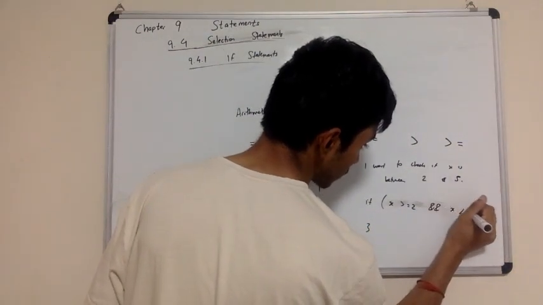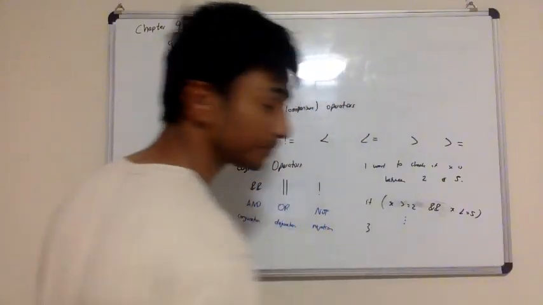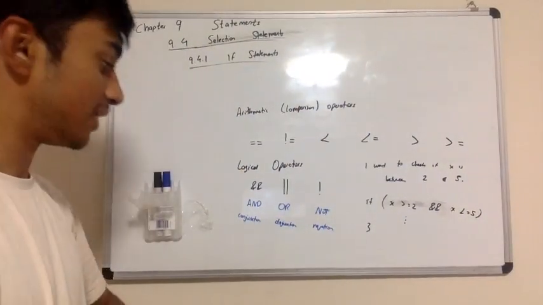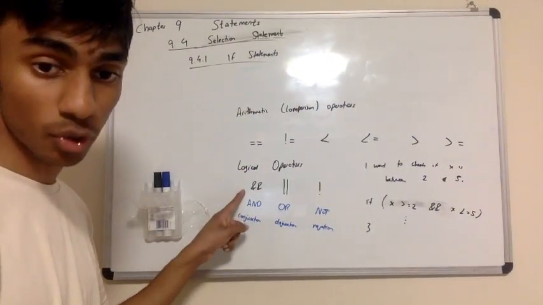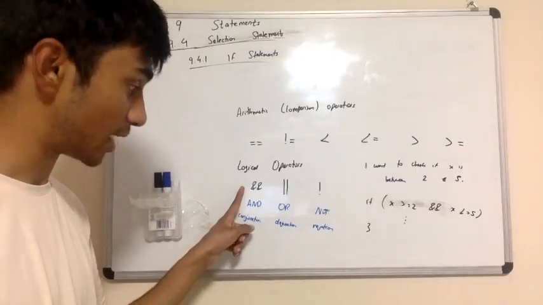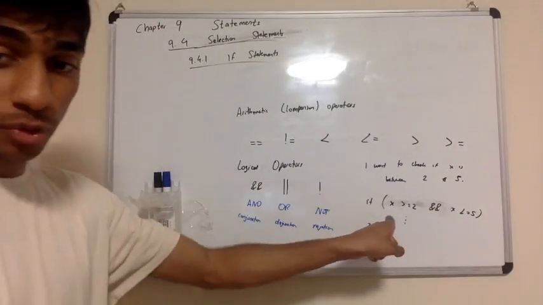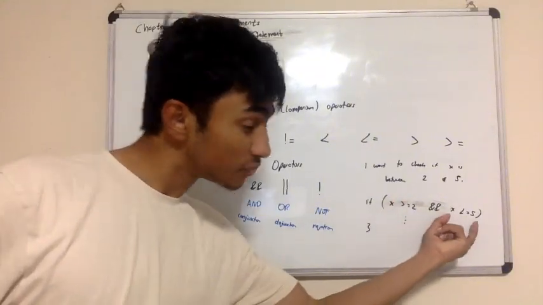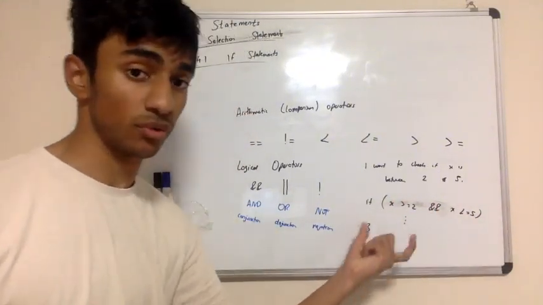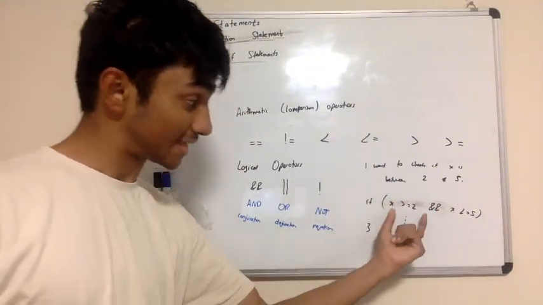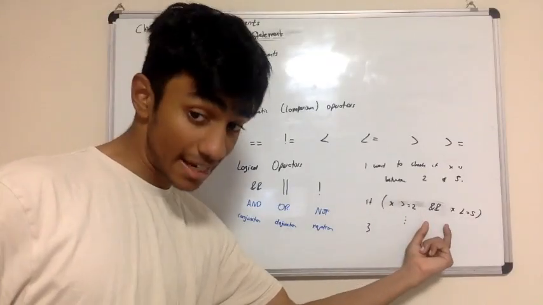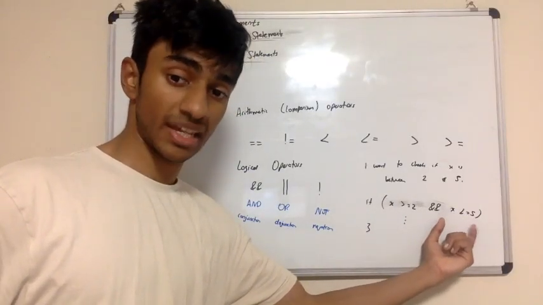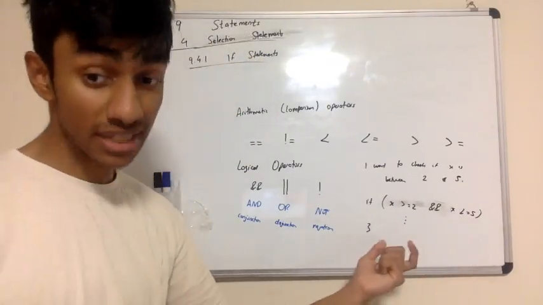If x is less than or equal to 5, then do this. Okay, so understand that for conjunction, for the AND, the double ampersand operator, in order for this entire thing to evaluate to true, all the individual conditions have to evaluate to true, right? So x has to be greater than or equal to 2, and x has to be less than or equal to 5.